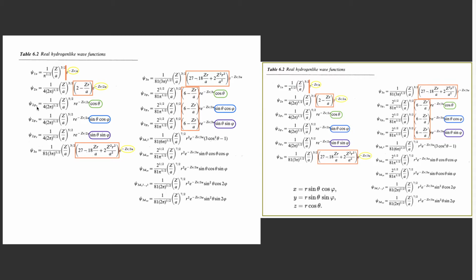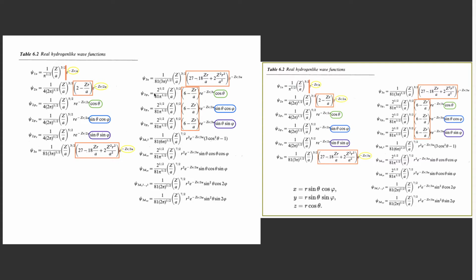So the node for the pz orbital is the xy plane, for the px orbital is the yz plane, and for the py orbital is the xz plane. The subscript, z, x, or y, tells you which plane is the node. Z equals 0 for pz, x equals 0 for px, and y equals 0 for py. Right? And we can see that based on the angular dependence.